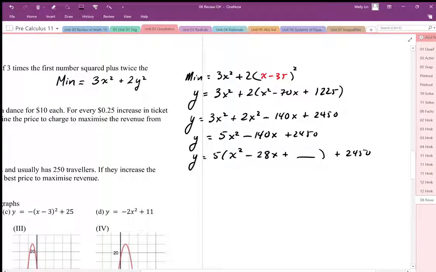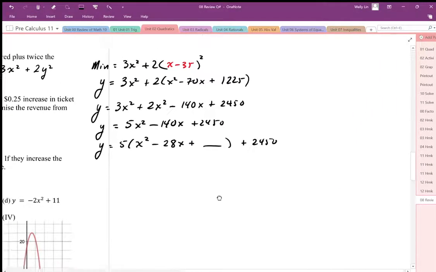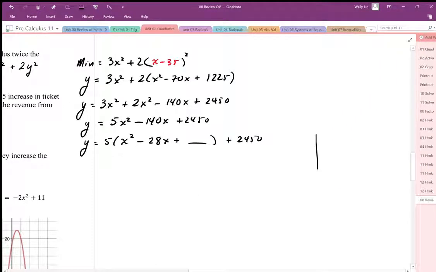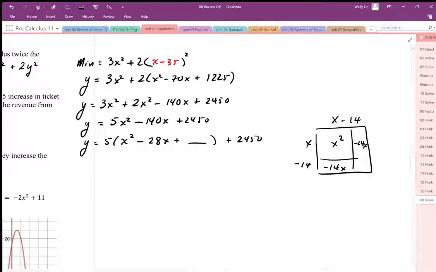So I need to complete this square. So in completing the square, I'm just going to use the bracket part. So I have x squared. I'm going to split up that 28x into negative 14 along both sides here. Okay, and then I'm going to square the 14. So 14 squared gives me 196. So that's my completed square. So I'm going to put 196 in here.